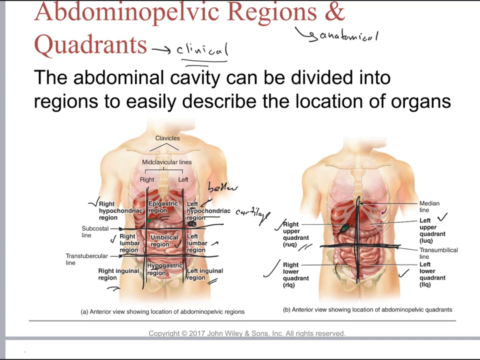The appendix, here it is. In what clinical division? You would say right lower quadrant. The spleen is in what anatomical division? Now look, I tried to trick you. I said anatomical division. You should be thinking region. So you would say left hypochondriac region. If I said clinical division or quadrant, you would say left upper quadrant, or LUQ.